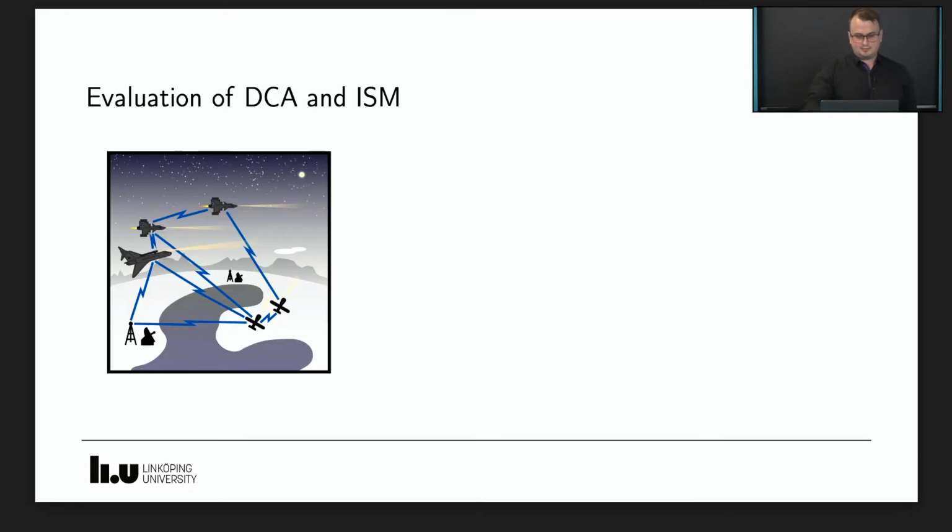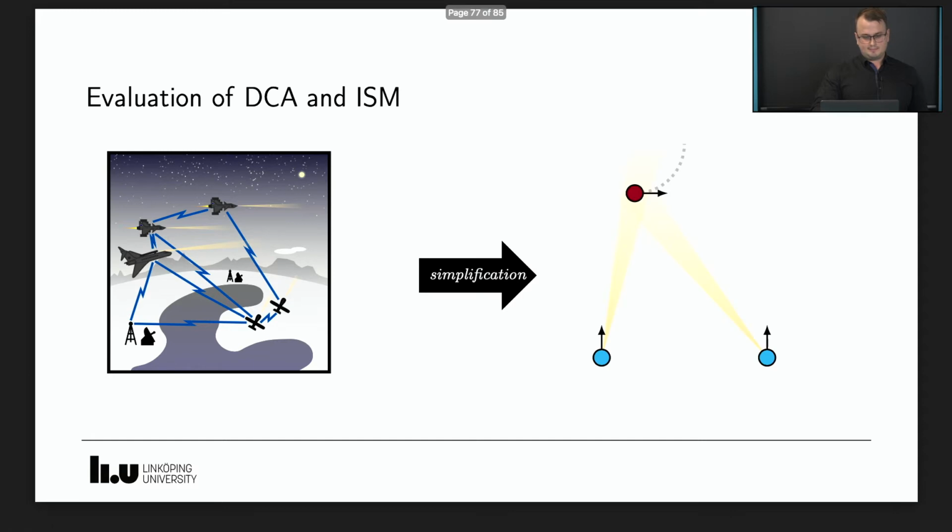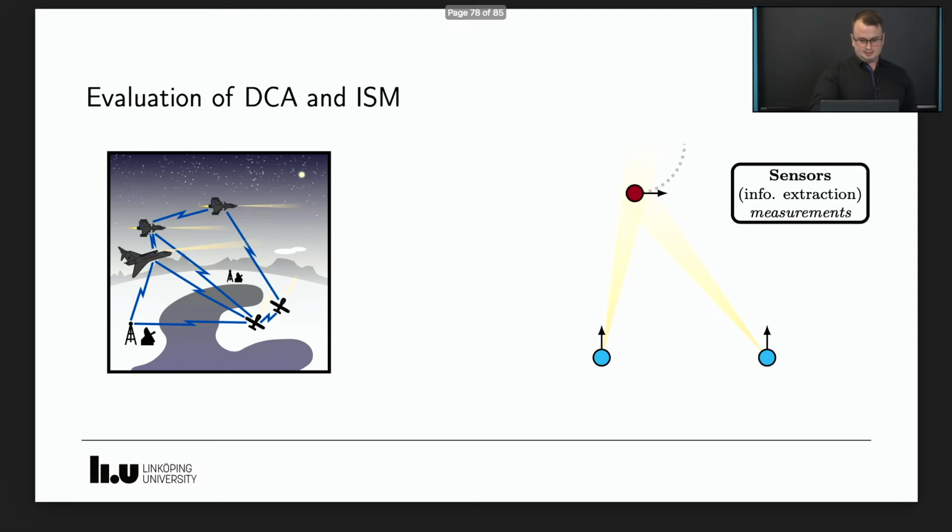So all these methods, both in the DCA paper and the information selection method paper, have been evaluated, but on a simplified version of the motivating example we saw in the beginning. So in this case we have two cooperating agents, the blue circles, which move towards a target, the red one. Each of the cooperating nodes or agents has its own sensor by which it extracts information using measurements of the target.